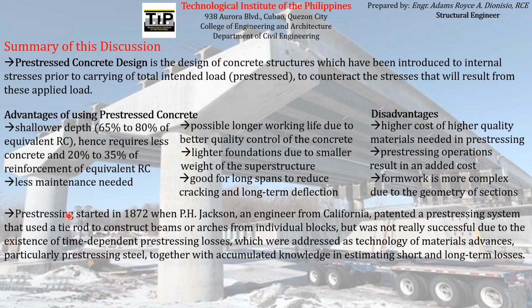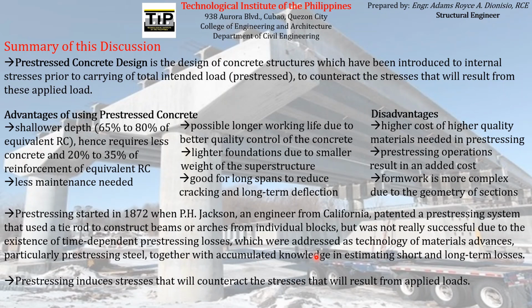And then we have studied that prestressing started in 1872 when P.H. Jackson, an engineer from California, patented a prestressing system that used a tie rod to construct beams or arches from individual blocks, but it was not really successful due to time-dependent prestressing losses, which were addressed as technology of materials advanced, particularly prestressing steel, together with accumulated knowledge in estimating short and long-term losses. And lastly, we have studied that prestressing induces stresses that will counteract the stresses that will result from applied loads. So that is the main purpose of pre-stressing.